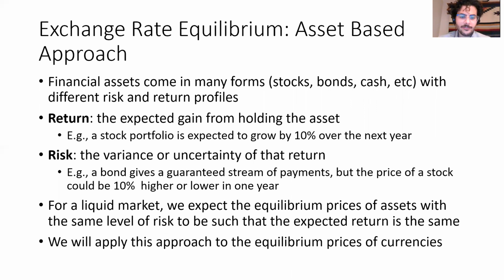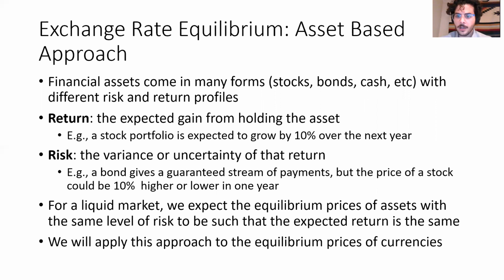So first, let's define financial assets. Financial assets come in many forms: stocks, bonds, cash. In a simple taxonomy of financial assets, we could say that they have different risk and return profiles. Return is the expected gain from holding the asset. For example, if you hold a stock and you expect it to grow by 10% over the next year, that would be the stock's return.